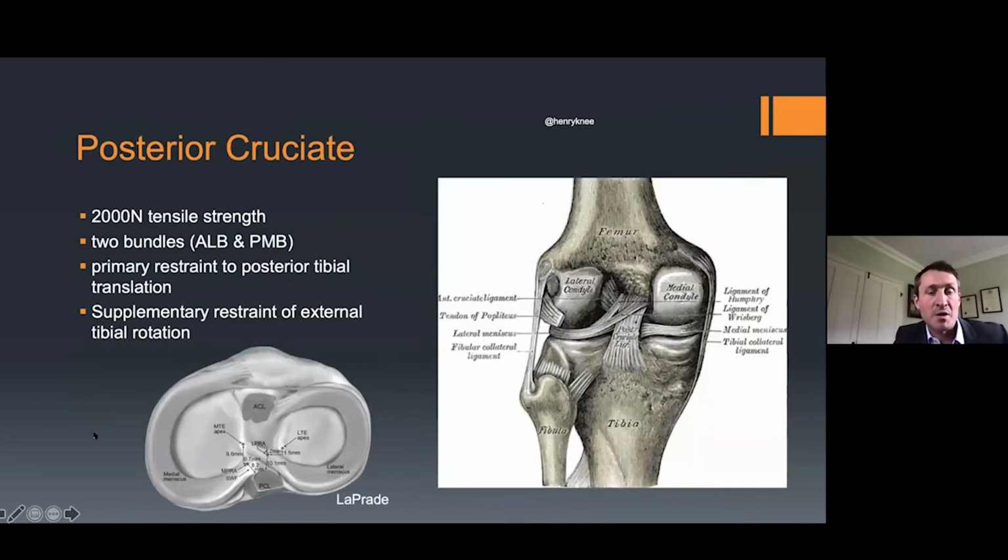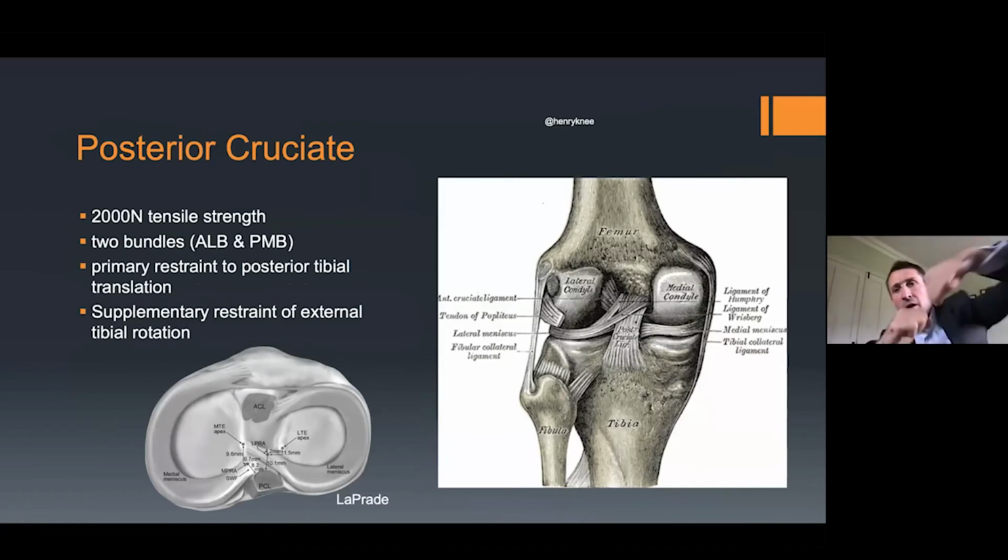A slide on the posterior cruciate. So we were going to talk about the other ligaments. We mustn't forget about the other ligaments. They are equally as important, although sometimes not so commonly injured. The posterior cruciate ligament is the ACL's partner. It is the strongest ligament in the knee. It also has 2 bundles.